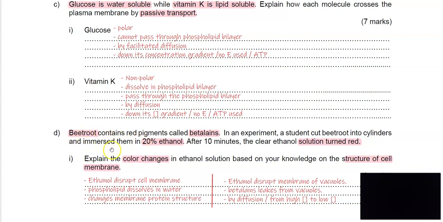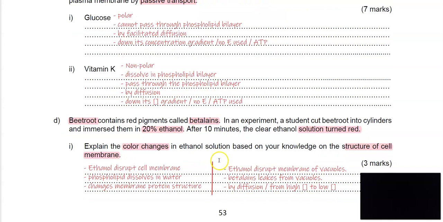Okay, so same goes to this question. This time you are using beetroot. Beetroot is red in color basically. So if you immerse the beetroot in 20% of ethanol, at the end of the experiment after 10 minutes, the solution will turn red. So explain the changes in ethanol solution based on your knowledge on the structure of cell membrane.